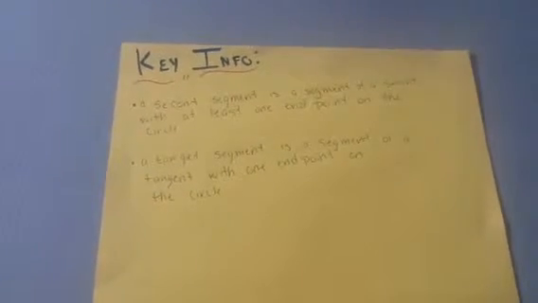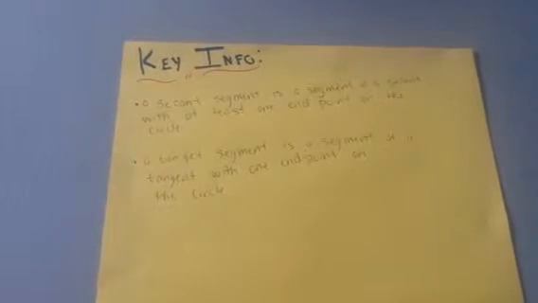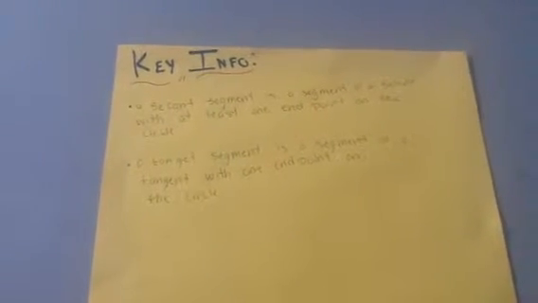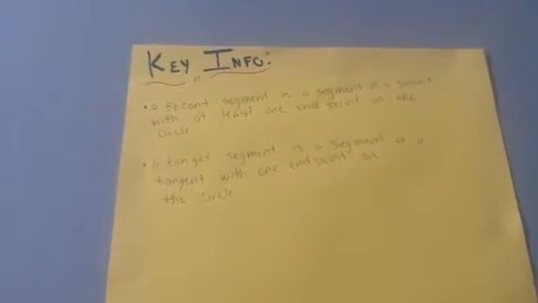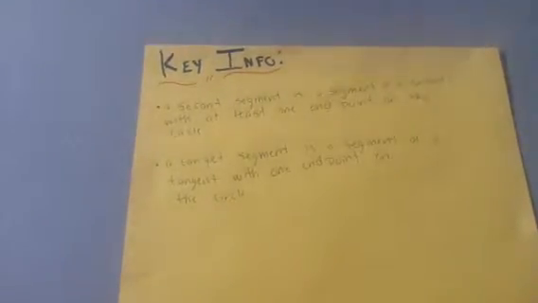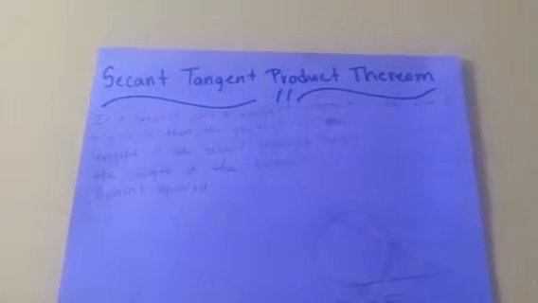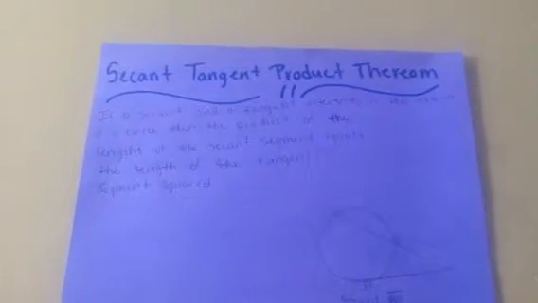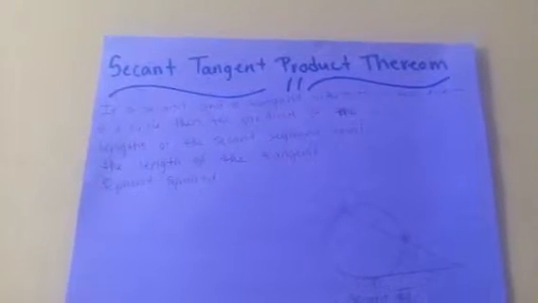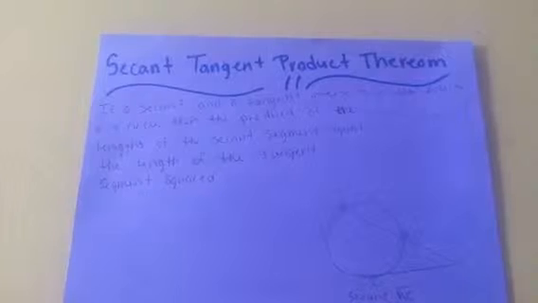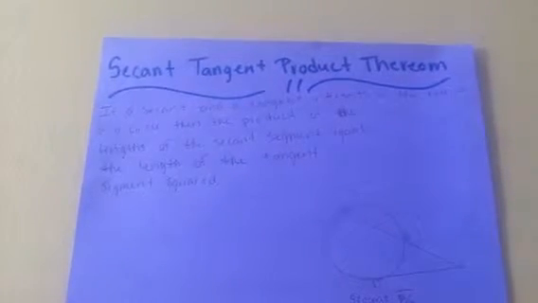Key info. A secant segment is a segment of a secant with at least one endpoint on the circle. A tangent segment is a segment of a tangent with one endpoint on the circle. Secant tangent product theorem. If a secant and a tangent intersect in the exterior of a circle, then the product of the lengths of the secant segment equals the length of the tangent segment squared.